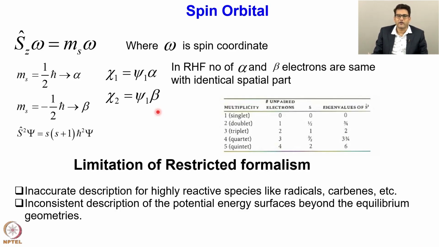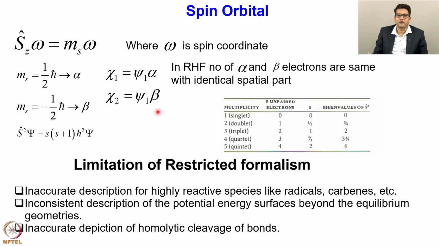A very straightforward example is the H2 molecule. If you try to describe the H2 molecule in RHF, it will dissociate into an H cation and H anion, whereas we know that in an ideal case it should undergo a homolytic cleavage. This is where the problem with restricted Hartree-Fock lies: it gives an inaccurate description of homolytic cleavage of bonds, and it also cannot describe the spin polarization.